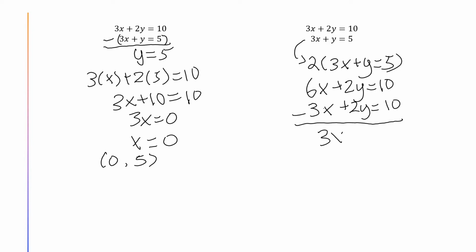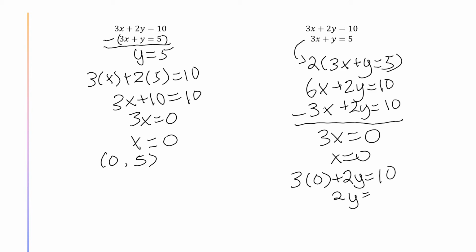We would get 3x equals 0 and x equals 0. And when we substitute into any of these equations, we get 3 times 0 plus 2y equals 10. 3 times 0 is just 0, so 2y equals 10, and y equals 5. So we can clearly see that the common solution is (0, 5) by eliminating either x or y.